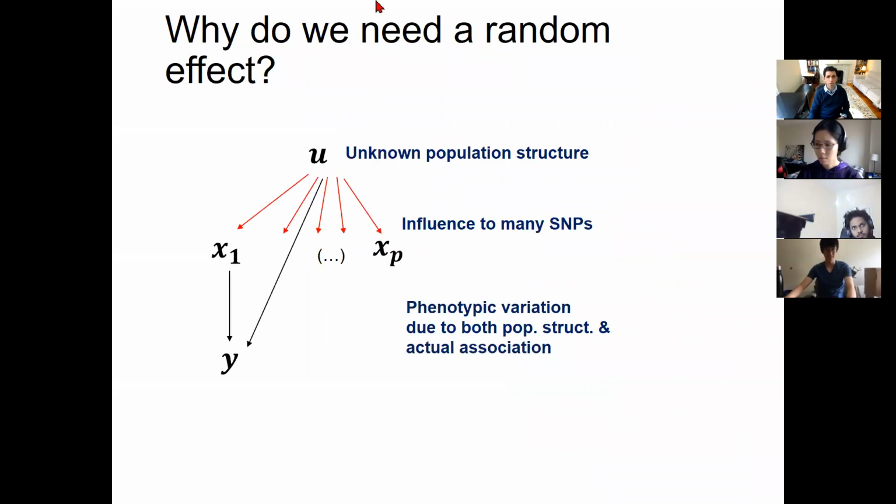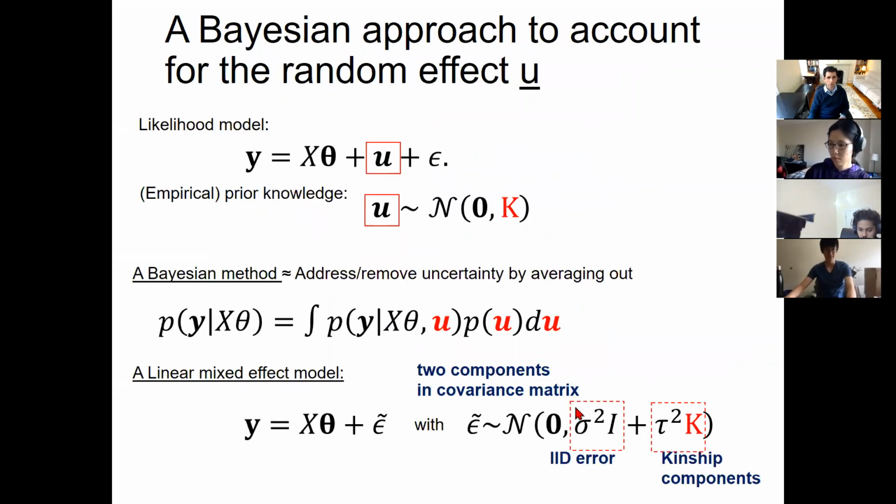So why do we need this random effect? Because there's an unknown population structure which can influence simply way too many SNPs, and that phenotypic variation might be due to both population structure and the actual association. So in addition to this association that's flowing through the individual SNPs, we're asking what is the association driven by kinship. We can use a Bayesian approach to account for this random effect mu, where our likelihood model includes the additive effects of all of the SNPs and this additional kinship model.